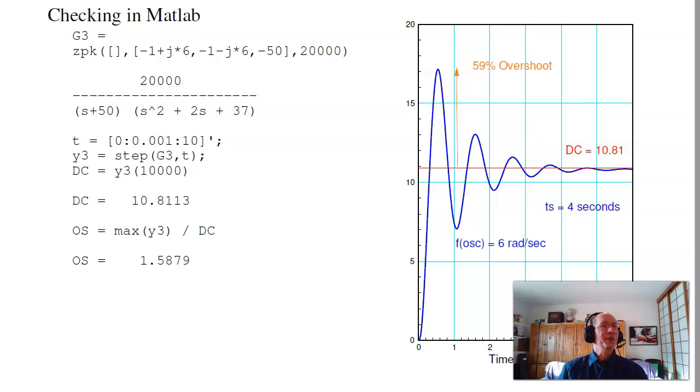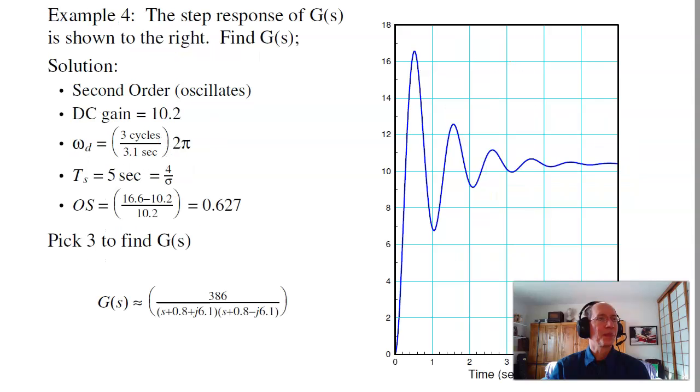If I check in MATLAB, I can input the system just like we did before, take the step response, and it'll look just about the same. I can also go backwards. If I'm given the step response, what's the transfer function? Again, to do that, this is a second order system. I know because it's oscillating. For that, I need 3 terms. The DC gain is 10.2-ish. The frequency of oscillation, I've got 1, 2, 3 cycles in 3.1 seconds.